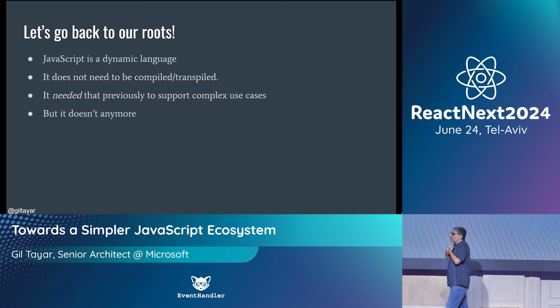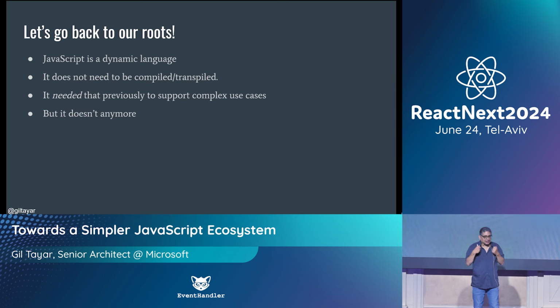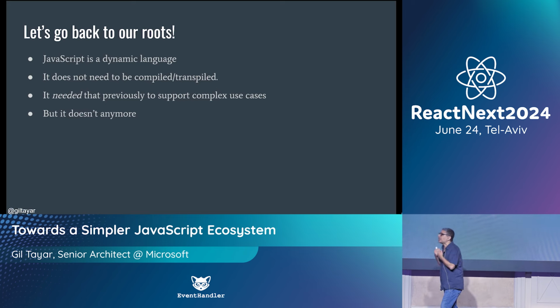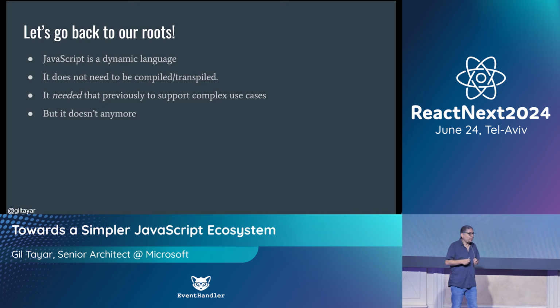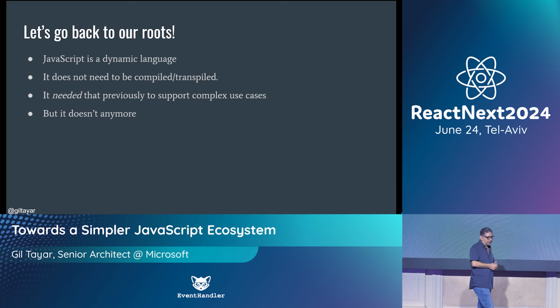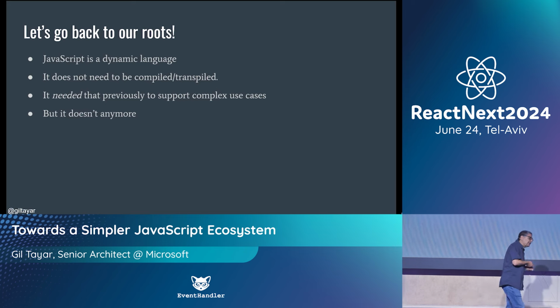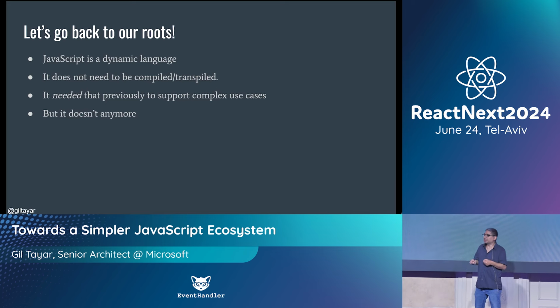I want us to get back to our roots. JavaScript is a dynamic language. It does not need to be compiled or transpiled. We've gotten all the disadvantages of compiling and transpiling, and we don't really need them, and we shouldn't want them. We should try and build stuff that doesn't need transpilation and bundling. We needed it back in the days because browsers didn't support stuff, but we don't need it today. Let's get back to our roots as a dynamic language that doesn't need compiling.